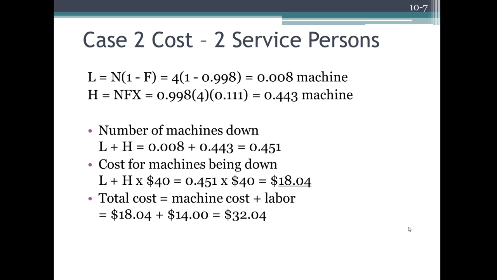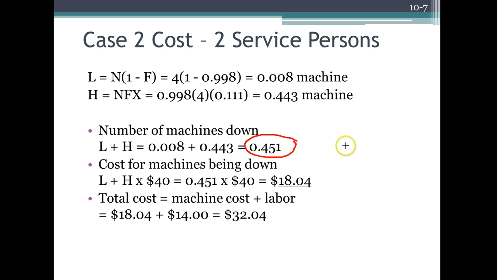Now that we know how much it costs per hour for one server, how much does it cost for two? We do the same thing. We find 0.110 in column marked X, and then we move over to column F and we find 0.998 for two servers because we look in S equal to 2. We add these two numbers and we arrive at the total number of machines down as 0.451. That's a slight drop, right?